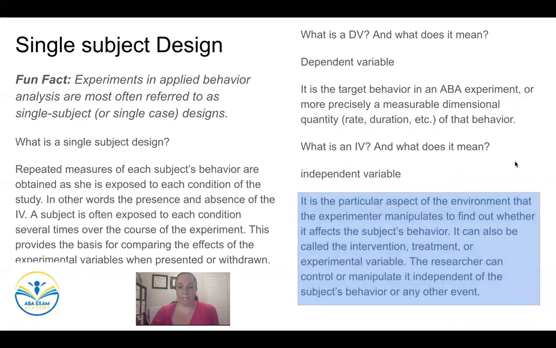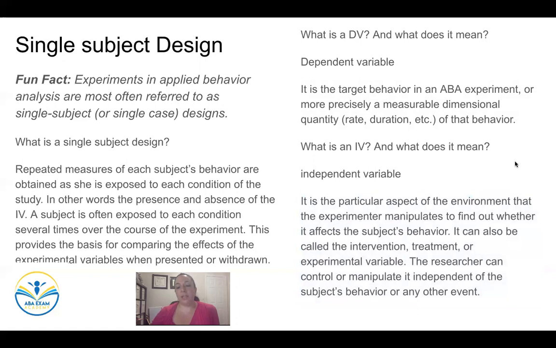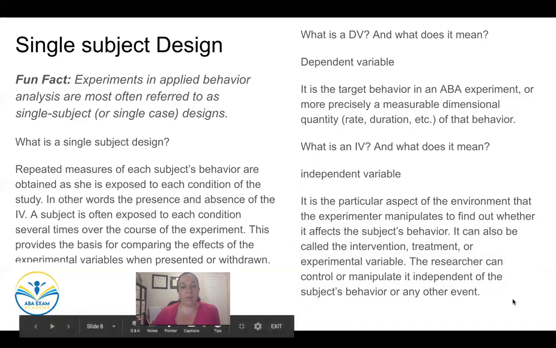Perfect. All right. It is a particular aspect of the environment that the experimenter manipulates to find out whether it affects the subject's behavior. It can also be called an intervention, treatment, or experimental variable. The researcher can control or manipulate it independent of the subject's behavior or any other event. Nice job, guys. I love that you guys are working as a team.